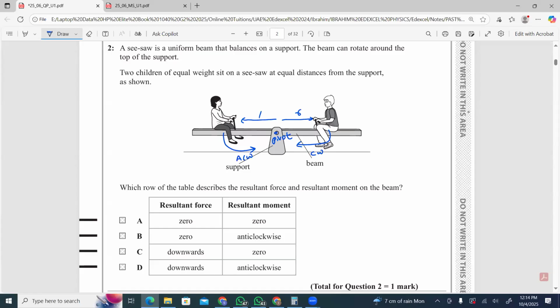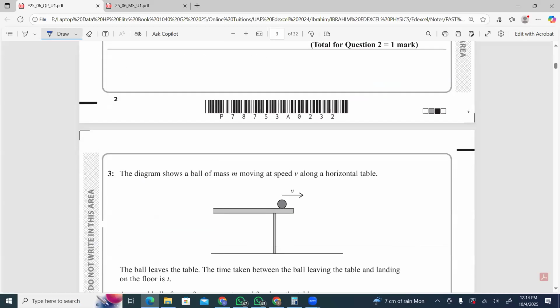Since they are at equal distance, the anti-clockwise moment will be equal to the clockwise moment. And since they're not moving as well, the sum of forces is also zero. So you can just write the sum of moments is zero and the sum of forces is zero. So the option is A because they're not moving around.